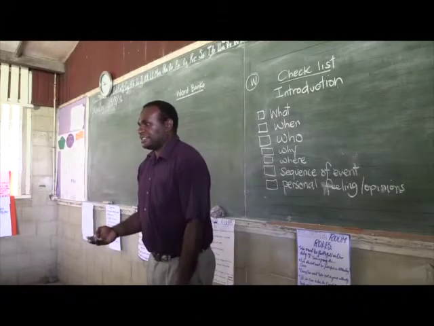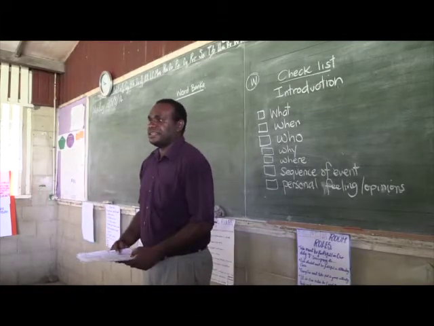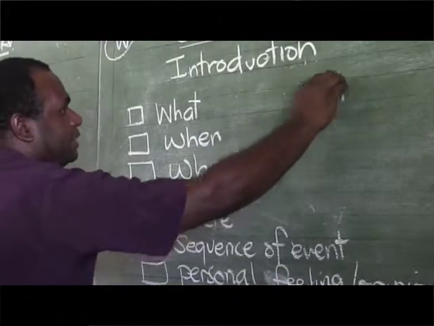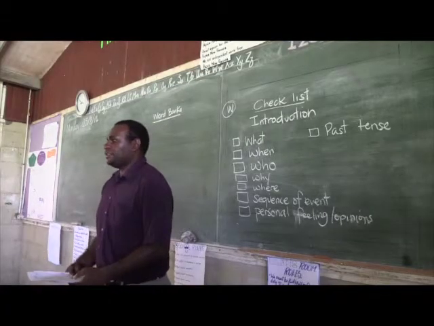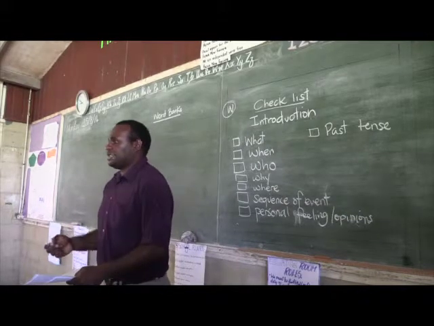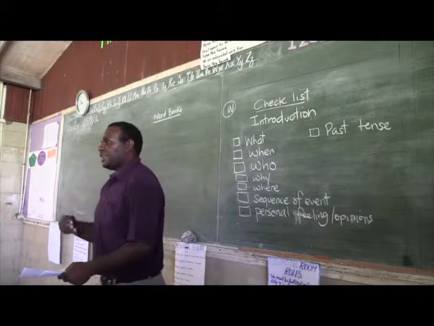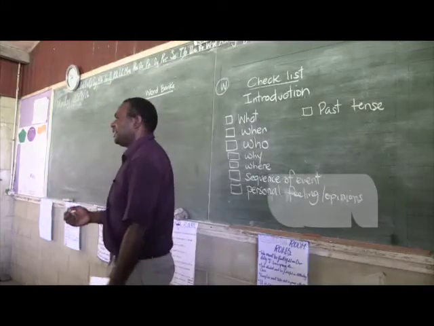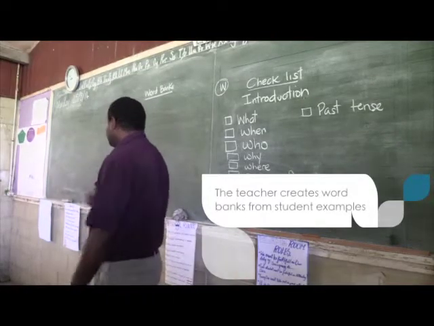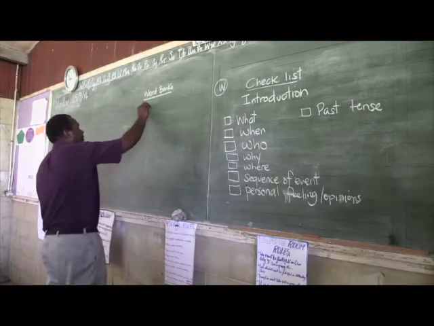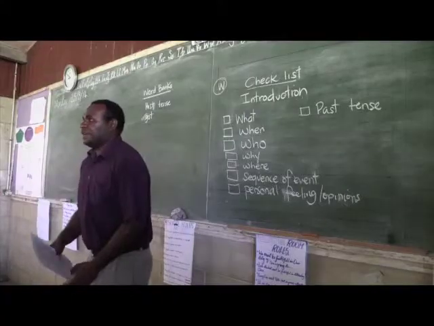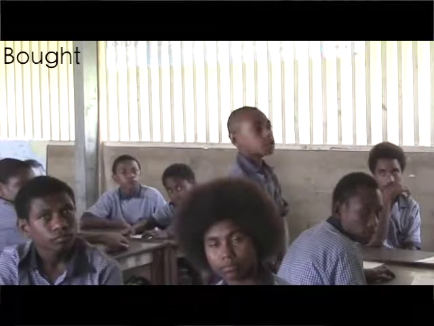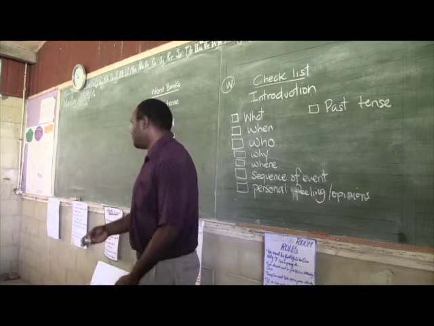Now, what is the tense used in this text that you have just read? Past tense. So, I will put past tense as another part of our checklist. You should remember that every recount text is always written in the past tense. Now, can I ask Grace to give me an example of a past tense? Excellent. So we'll have this word as part of our word bank, under past tense: got. Now, what are some of the other past tense words that you can find in this text? But. Thank you, Bobby. Nice answer there.